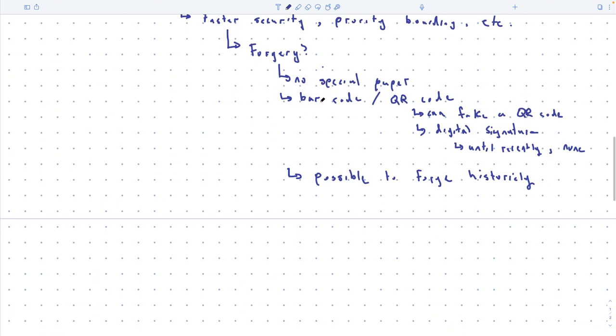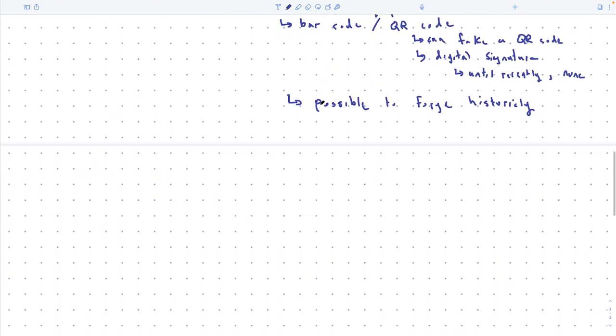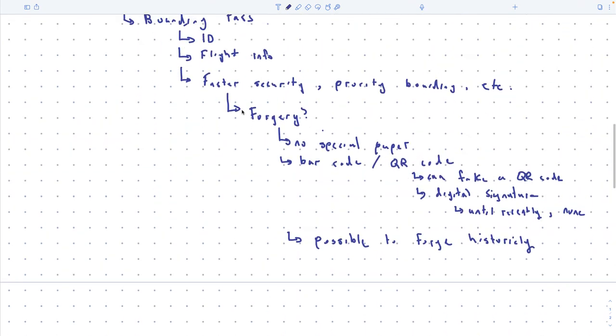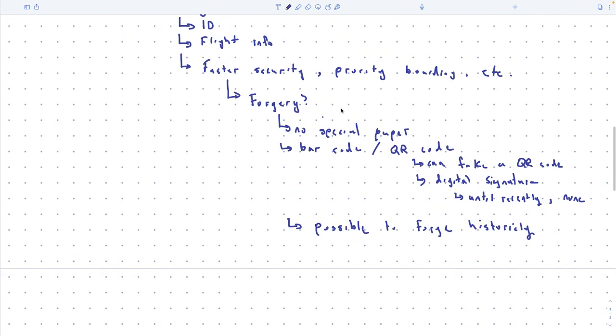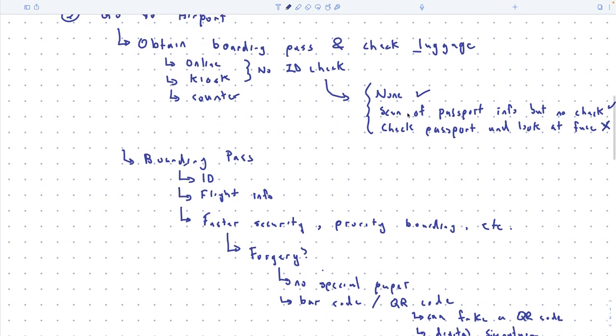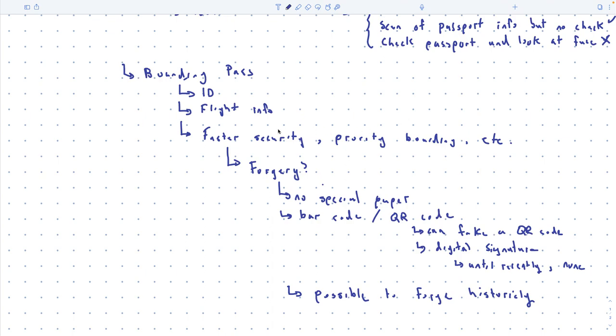Okay. So just because there's a QR code doesn't mean anything. You can decode it. Well, I'll just leave this. Okay. So we now have our boarding pass. It's fine. Maybe it's real. Maybe it's fake. Next thing we want to do is check our luggage, assuming we have some, right? Okay, so.